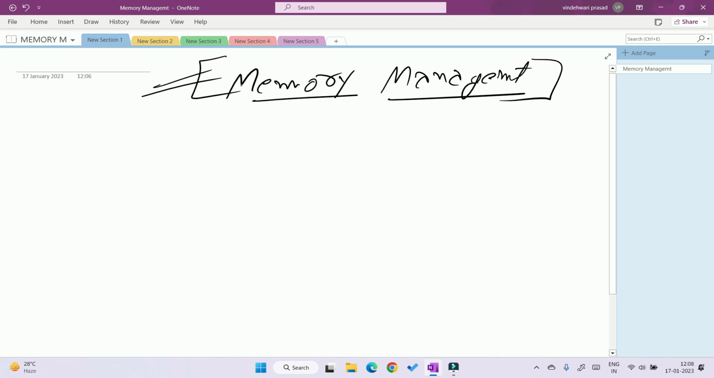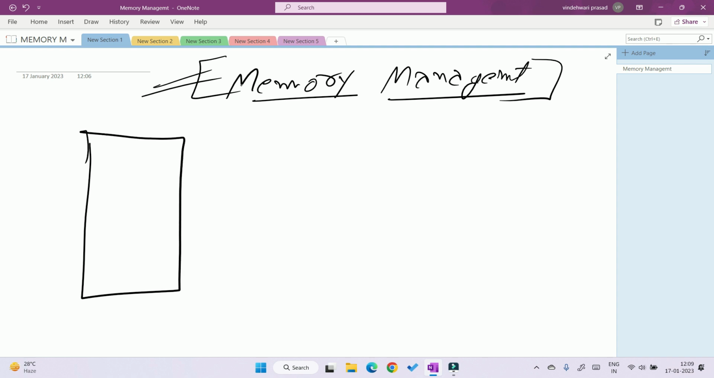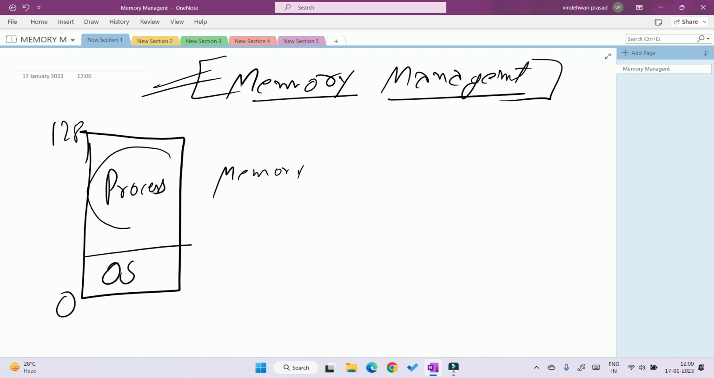In today's video, we are going to see how memory management happens in the operating system. So, in the past, this is how your memory looked like. Let's start from 0 and assume 128 KB. Some space is given to the OS, and here only one process is running. All the memory is given to one process.